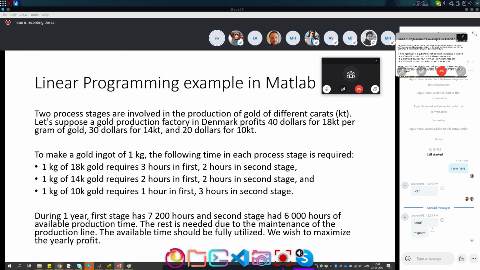But next week we will learn more advanced software, not only MATLAB, and Adam will help you with setting up the solver. Adam, are you here?